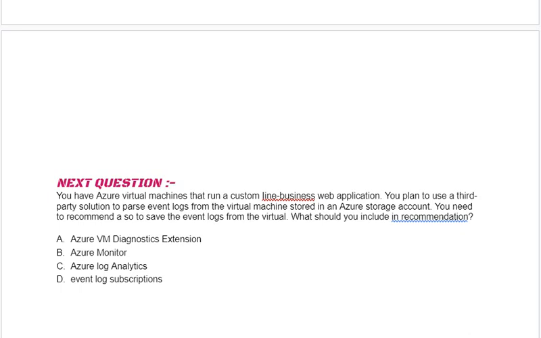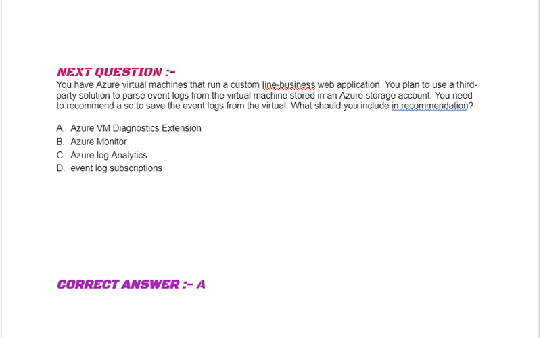Next question is, you have Azure virtual machines that run a line-of-business web application. You plan to use a third-party solution to parse event logs from the virtual machines stored in an Azure storage account. You need to recommend a solution to save the event logs from the virtual machines. What should you include in the recommendation? Option A. Azure VM Diagnostics Extension. Option B. Azure Monitor. Option C. Azure Log Analytics. Option D. Event Log Subscriptions. Correct answer is option A.